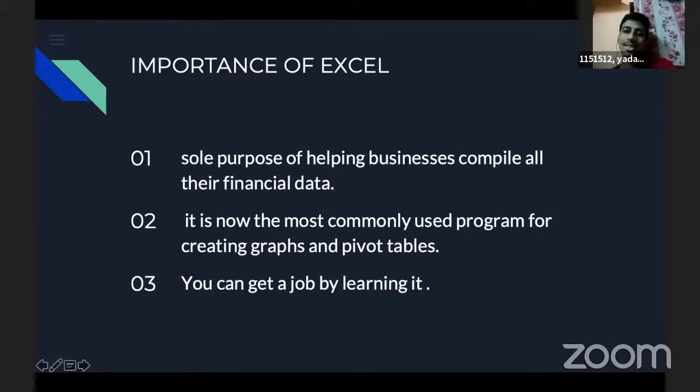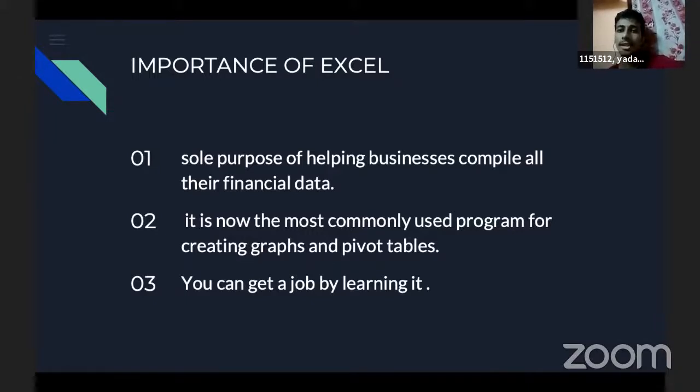So what is the important aspect of Excel? What are the essentials to start with? The sole purpose is to help businesses compile all their financial data, but it is not only about financial data. The whole purpose is to solve problems in the best possible way, suitable for clients, and to showcase the work, what the graphs and trends are telling you.